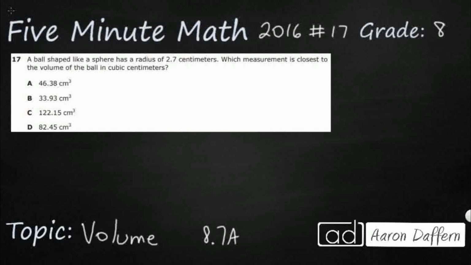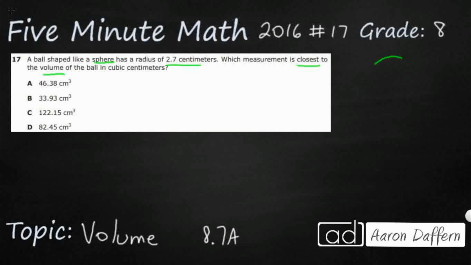So we've got a ball that's shaped like a sphere. That's going to be big for us. Radius of 2.7 centimeters. That's the only measurement we get. We need to find the measurement that's closest to, so it looks like we're going to round to the nearest hundredths place because all of our answers go to 2 decimal places. We need to find the closest measurement of the volume of this ball in cubic centimeters.